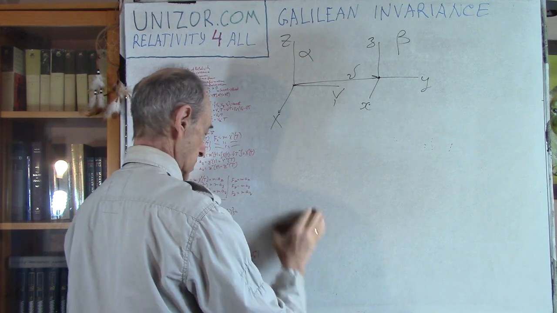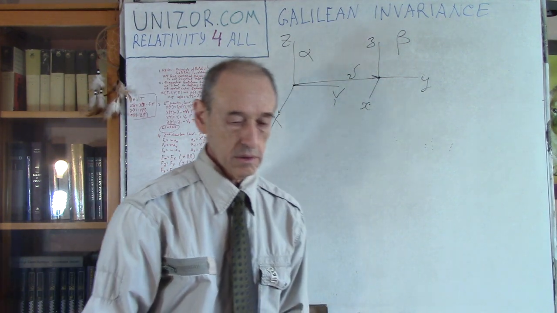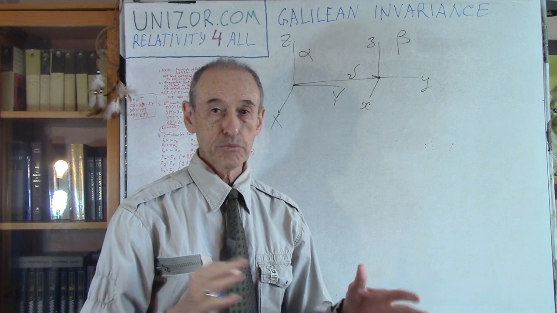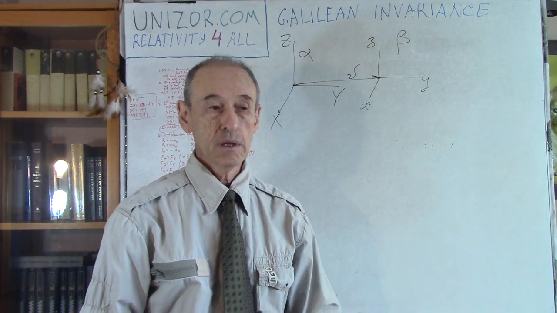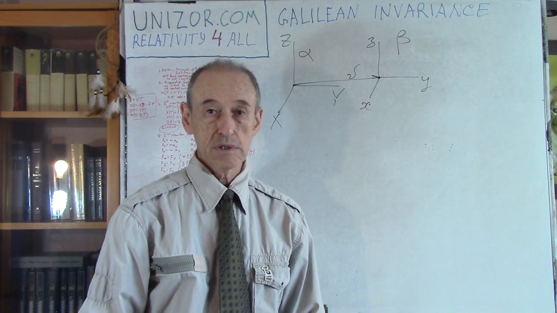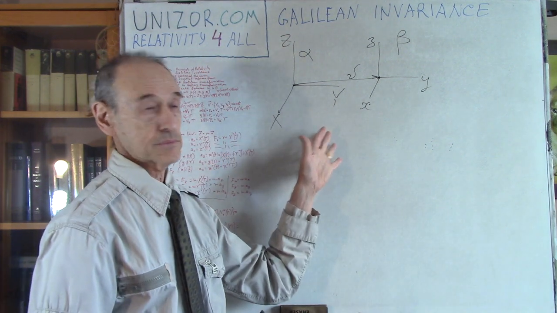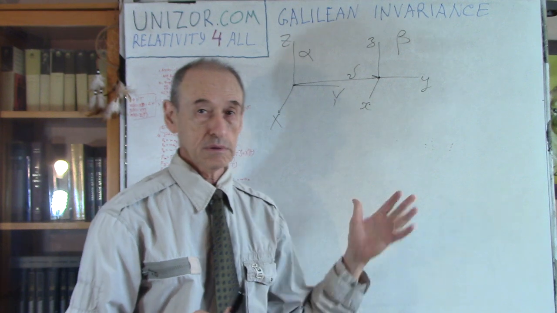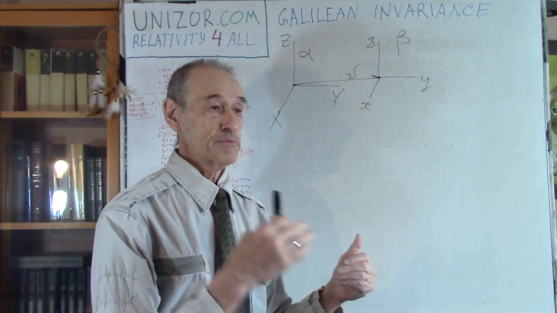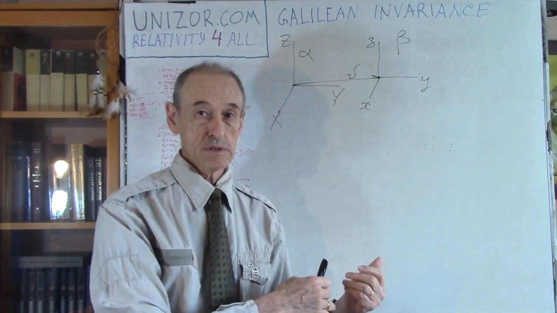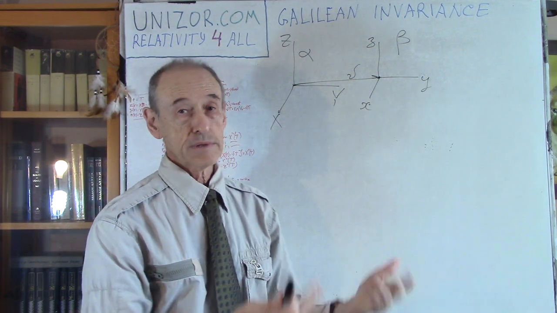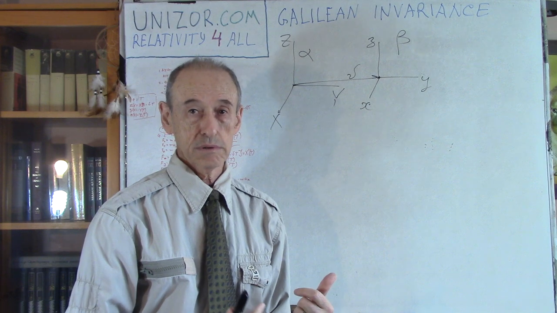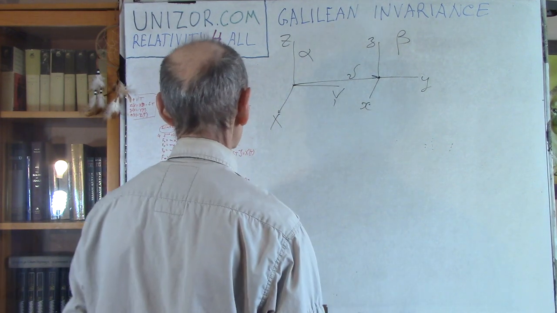Now, what is Newton's first law? Let's say you have an object which moves without any kind of external force applied to it, so it moves freely. It moves along a straight line with a constant speed in the alpha system. Okay. Now, if our presumptions about Galilean transformation are correct, if we apply the Galilean transformation to its coordinates, we should also have in the other, beta reference frame that its movement is a straight line with a constant speed. Okay, let's check it out.